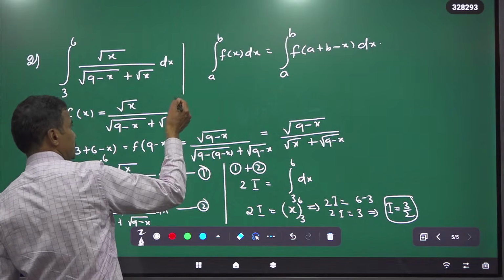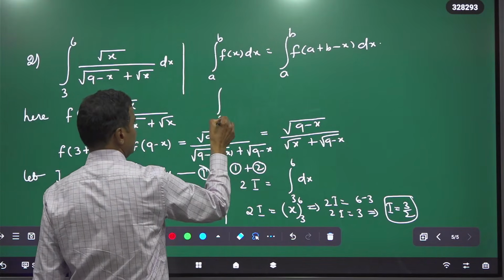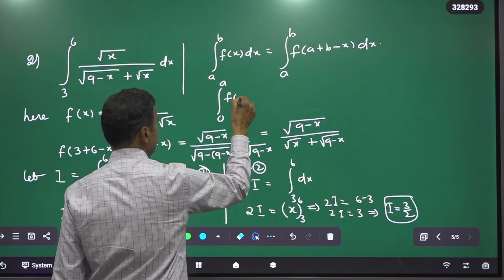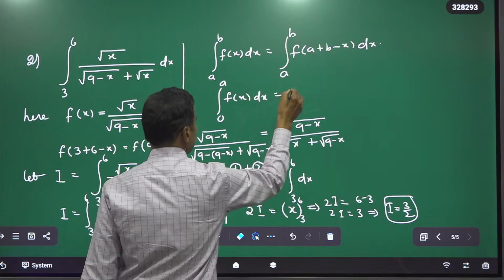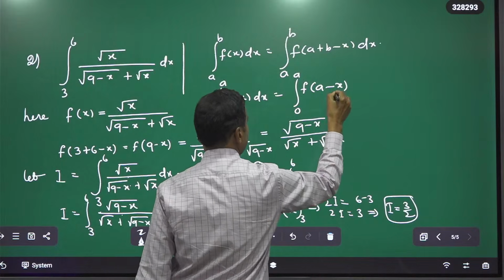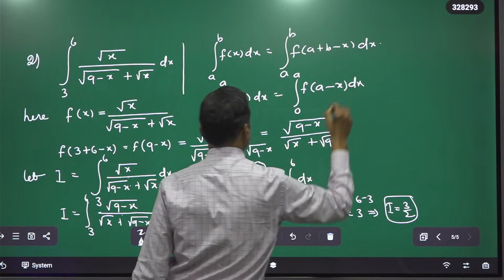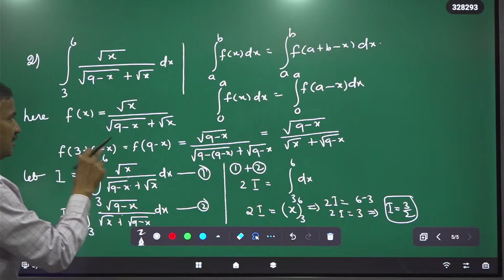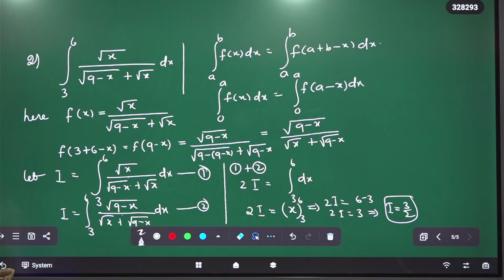Suppose the limits are like this, 0 to a f of x dx. So, that is equivalent to 0 to a f of a minus x dx. Here a plus b is a. So, if the limits are 0 to a, f of x dx is equal to 0 to a f of a minus x dx.